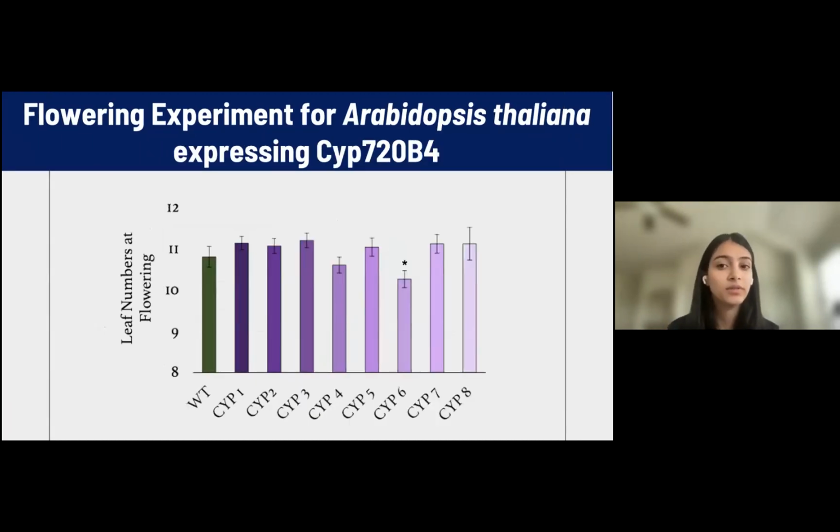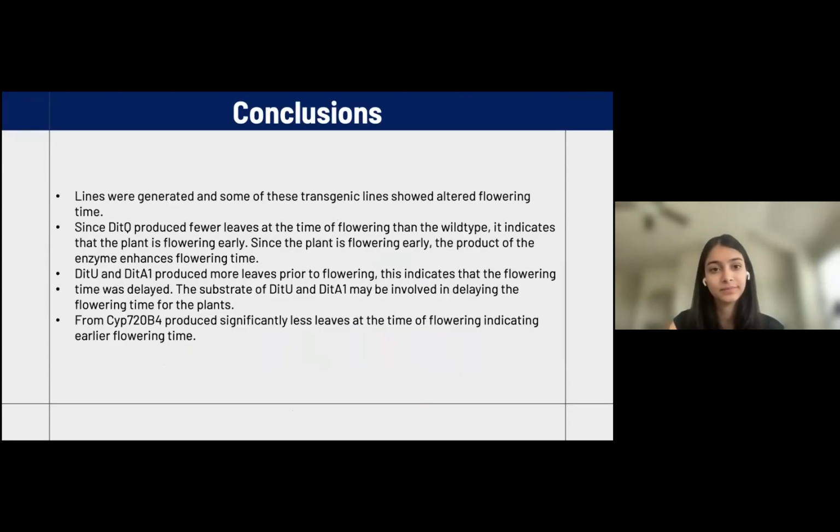And then we also conducted the flowering experiment for CYP720b4. And from this experiment, the only line that produced significant values was CYP6. From this, we can conclude that lines were generated and some of these transgenic lines showed altered flowering time.